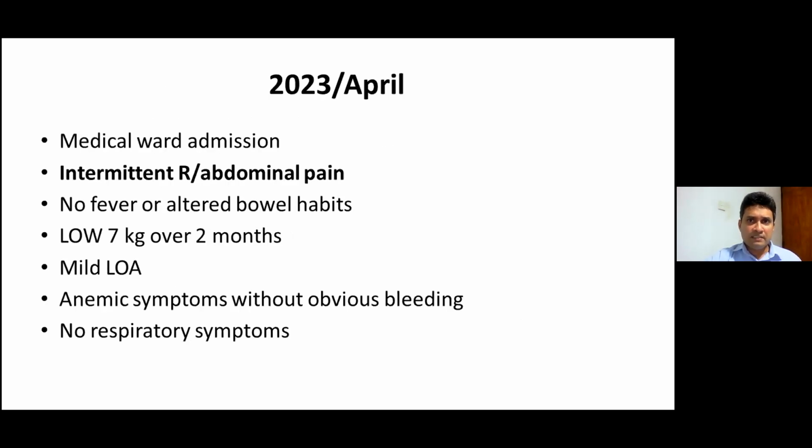Then nearly 4 months later, this patient came to the medical ward for the first time. At that time also her main complaint was intermittent right-sided abdominal pain. But she had no fever or any alteration of bowel habits. But importantly, she had lost nearly 7 kilograms over the preceding 2 months, and it was also associated with a mild loss of appetite. Importantly, she had anemic symptoms, but didn't mention any obvious bleeding manifestations. She had no respiratory symptoms.